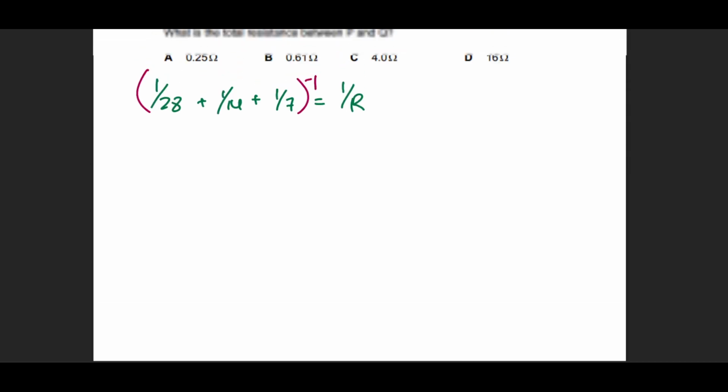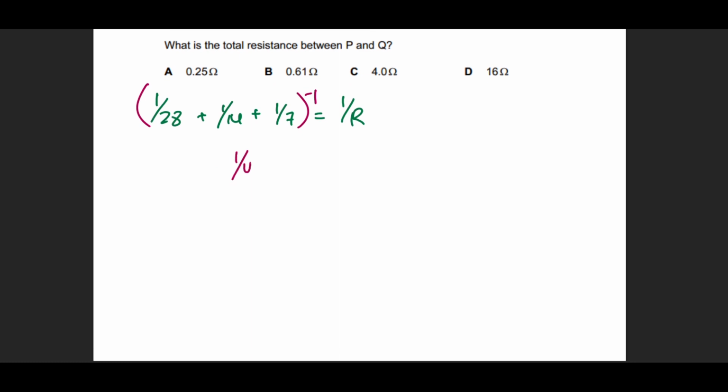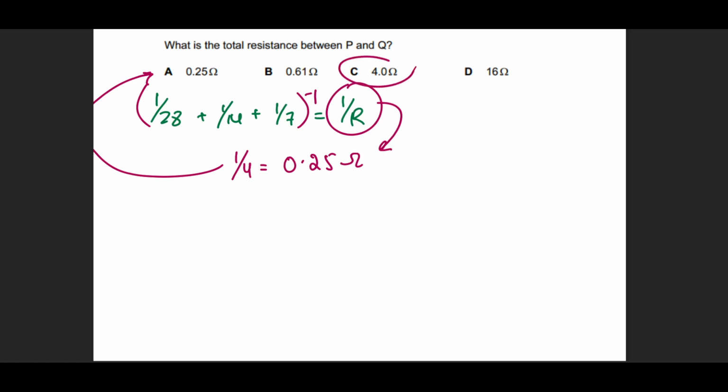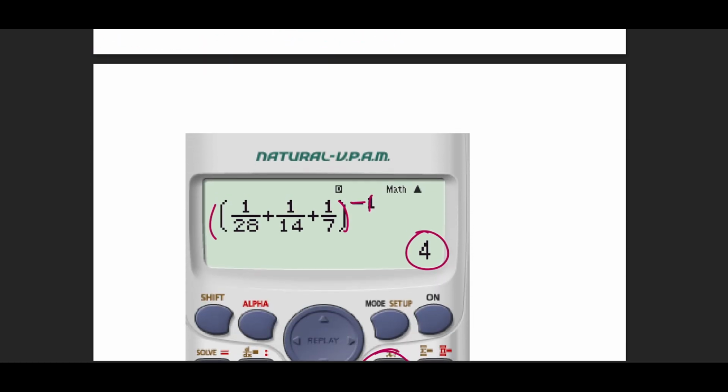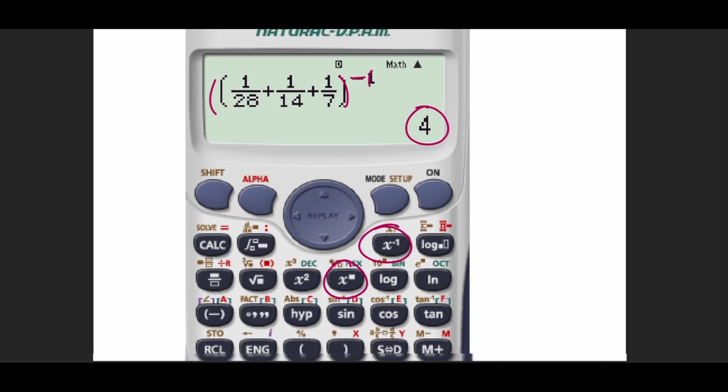If you don't take the reciprocal, you will get your answer as 1/4, and you will mistakenly write 0.25 ohms as your answer, which is wrong. Be advised that you forget that you have to take the reciprocal at the end. 4 is the answer, not 0.25. Okay, so as I've shown you how to do this on the calculator, we can move on to the next question.